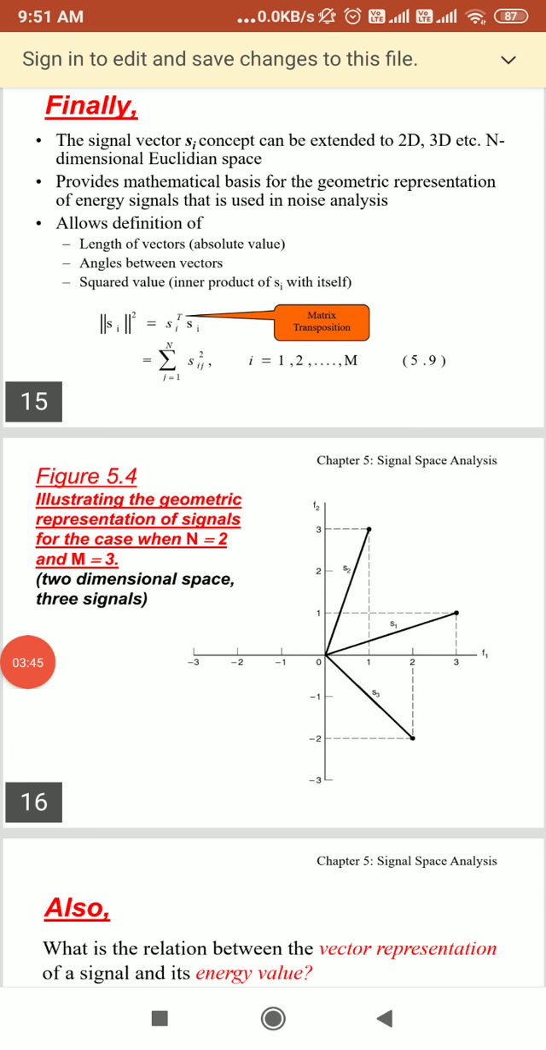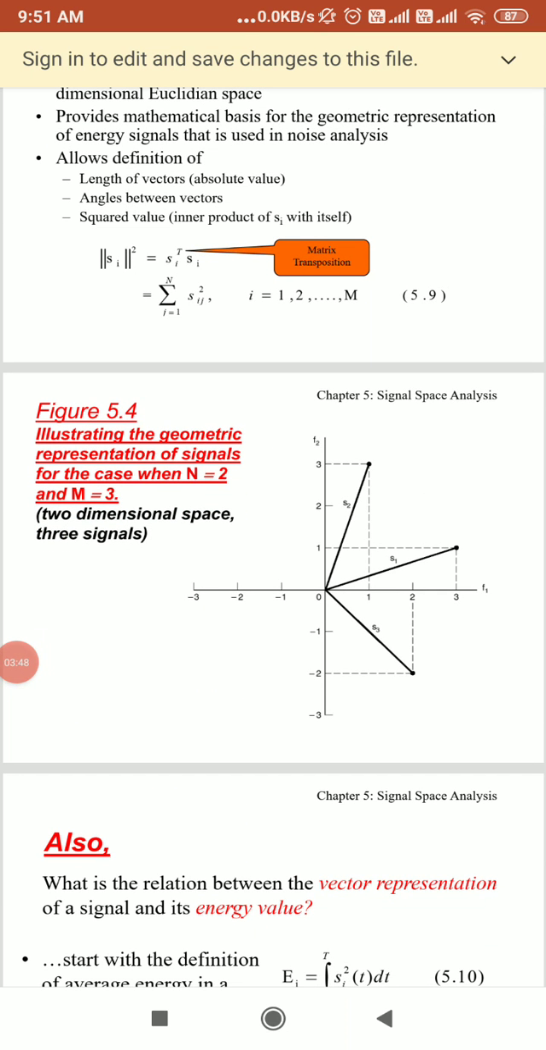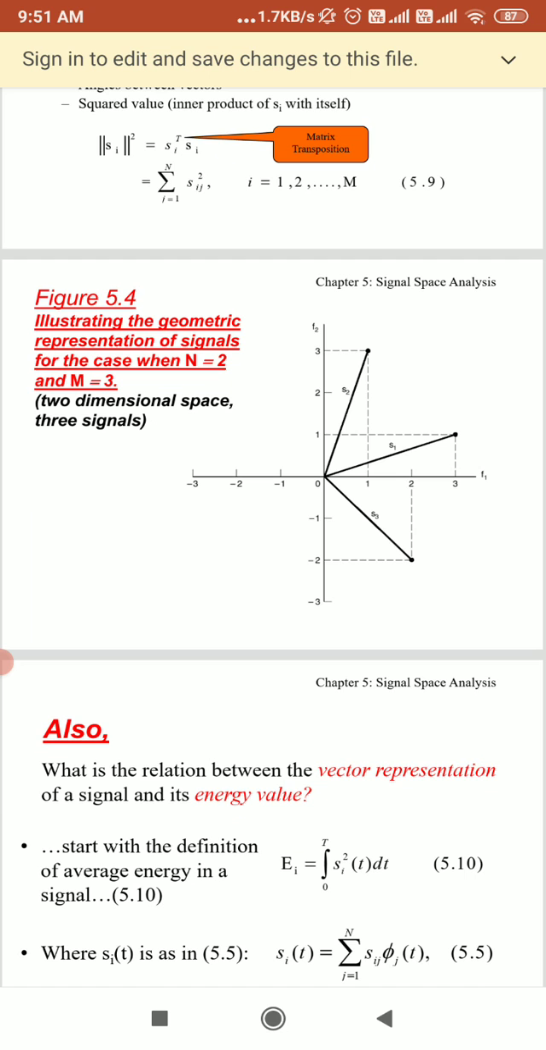Now we can see the diagram showing how a signal is represented geometrically in two dimensions. Here is an example illustrating the geometric representation of a signal for the case when n equals 2 and m equals 3. You can observe the waveform here.